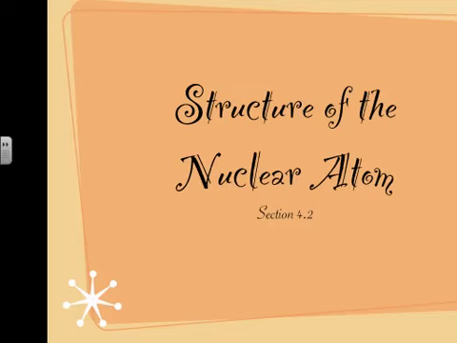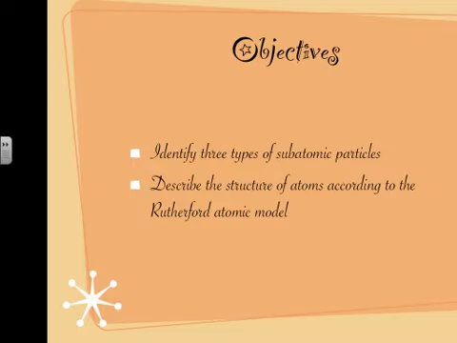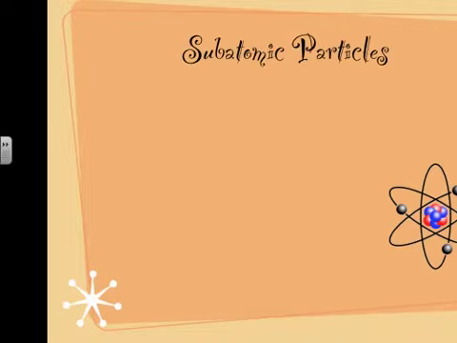Section 4.2, Structure of the Nuclear Atom. Here's our objectives. Be able to identify three types of subatomic particles and describe the Rutherford model.